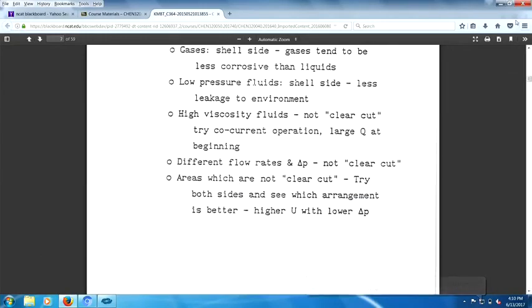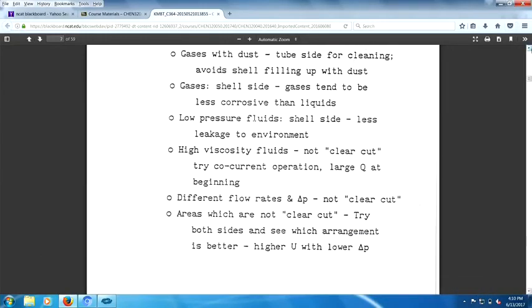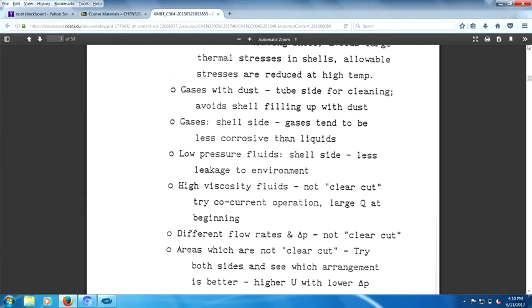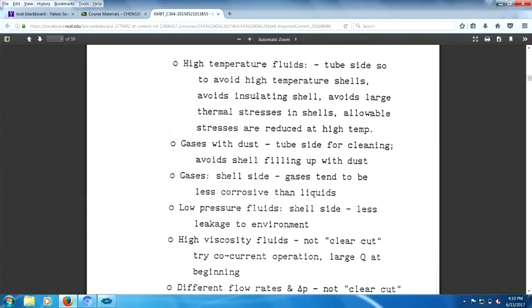High temperature fluid, tube side, there you go. Where is that up here? Tube side, avoid high temperature shells, avoid insulating shell. By the way, the reason why you insulate a shell is for safety reasons, so people won't burn themselves.